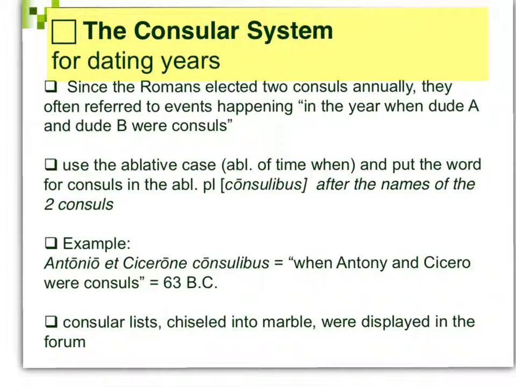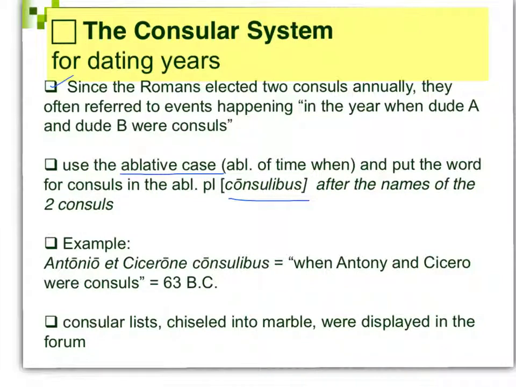The first system we're going to talk about is called the consular system for dating years. Since the Romans elected 2 consuls annually, they often refer to events happening, quote-unquote, in the year when some dude A and dude B were consuls. So to do this, you must use the ablative case, another ablative time expression, and put the word for consuls in the ablative plural, which is consulibus, along with the names of the 2 consuls.